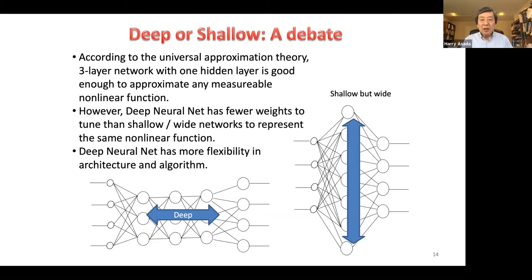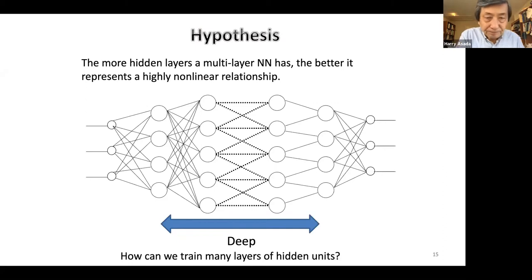So, in terms of the tuning performance, the deep neural net is better in that sense. And also, the deep neural net having more structure like this opens up many different architectures, so we can actually enjoy the flexibility of the architecture and the algorithms. So the deep neural net has been studied the most extensively in the last 20 years or so.